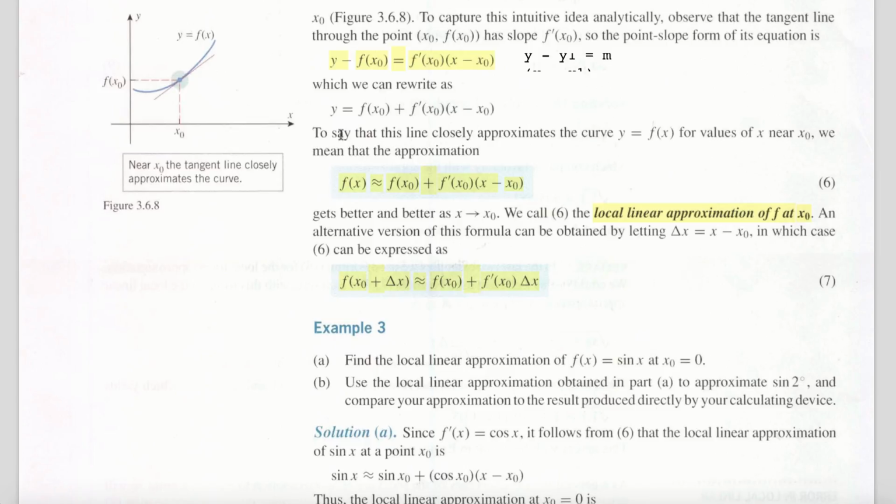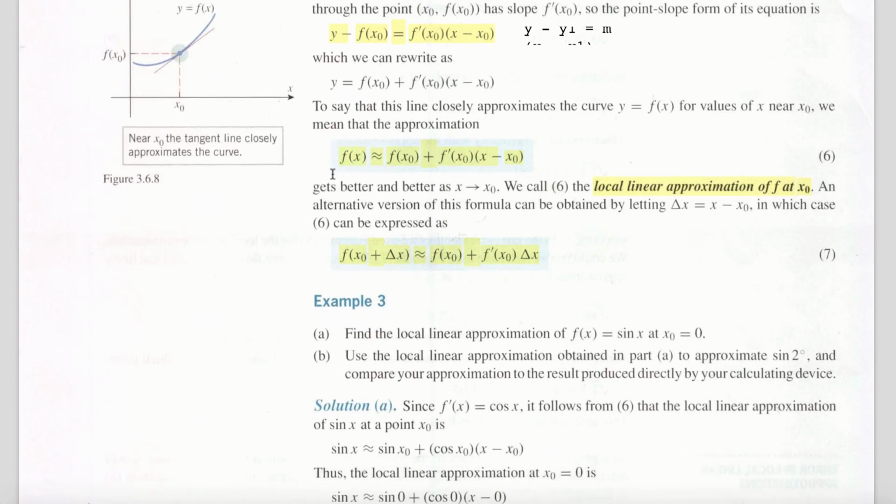To say that this line closely approximates the curve for values of x near x naught, we mean that the approximation f of x is approximately f of x naught plus f prime of x naught times x minus x naught. So this equation is called the local linear approximation.